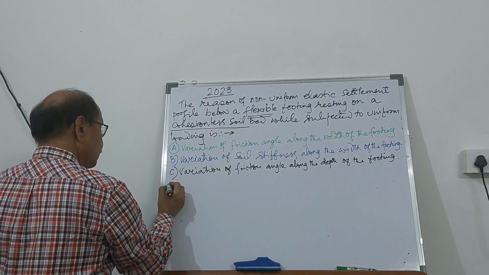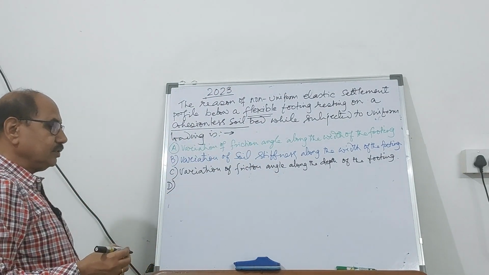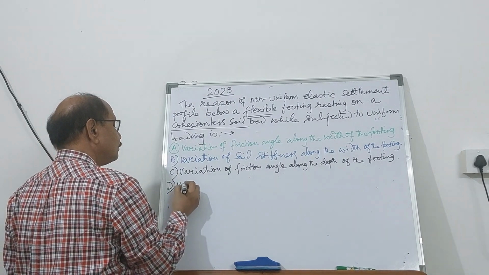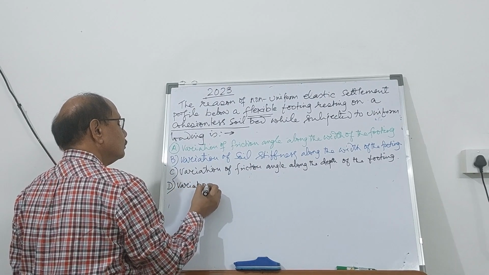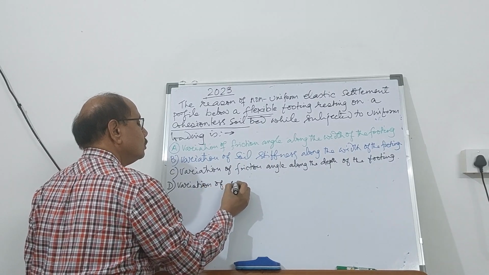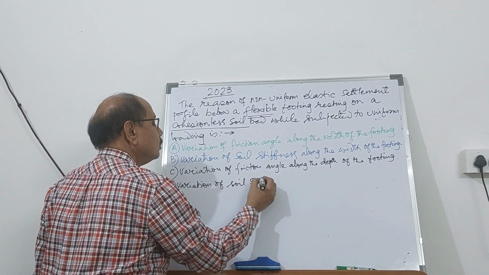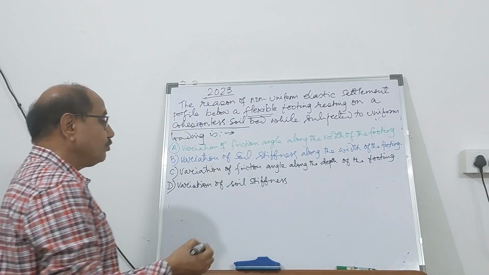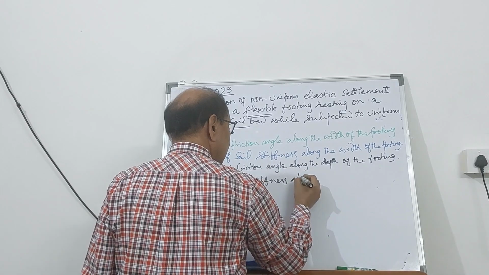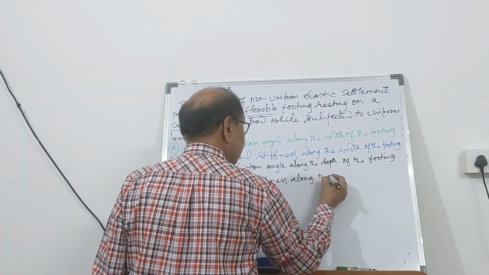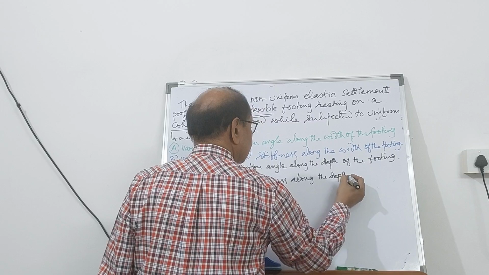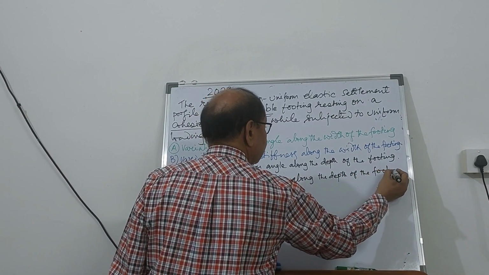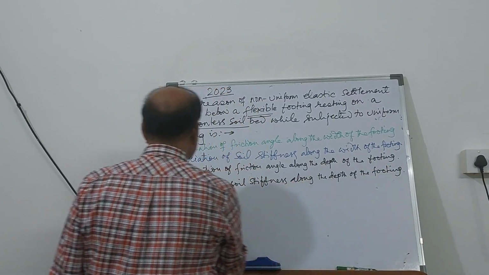And the last option, there are four options: variation of soil stiffness along the depth of the footing. These are the four options.